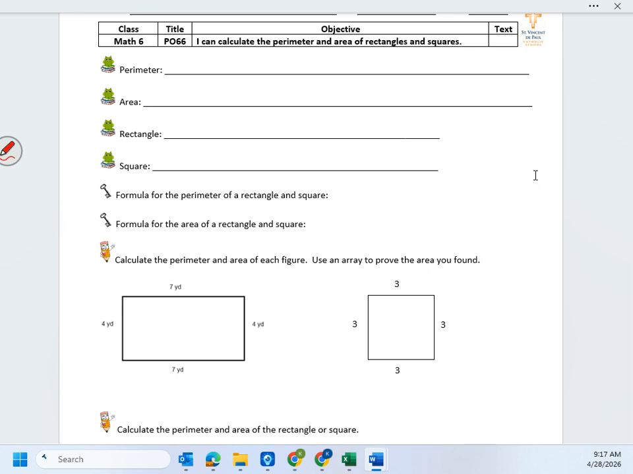So a perimeter is the distance around a figure. So I like to think of it as my yard. It would be how much going around the yard for a fence. So the perimeter would be the fence around the yard.